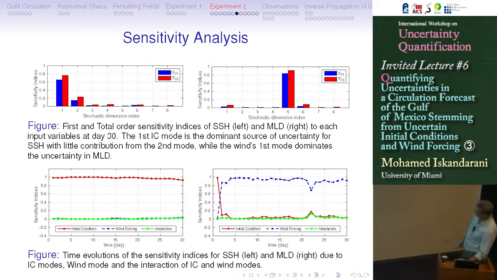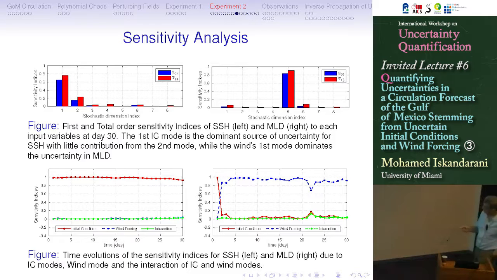And so this is what we see for the average sea surface height in that box, and the mixed layer depth. The first four parameters, which are the amplitudes of the initial conditions, control all the uncertainty in the sea surface height. The first order and the total indices are very close to each other, right?